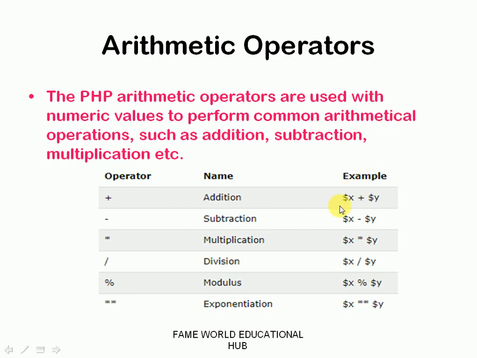So here $x and $y are the two variables, and the plus symbol is used for addition. Then subtraction, $x minus $y, to subtract the value of y from x. Multiplication is the product, for which the asterisk symbol is used, so $x * $y. Division, the slash symbol is used for division.